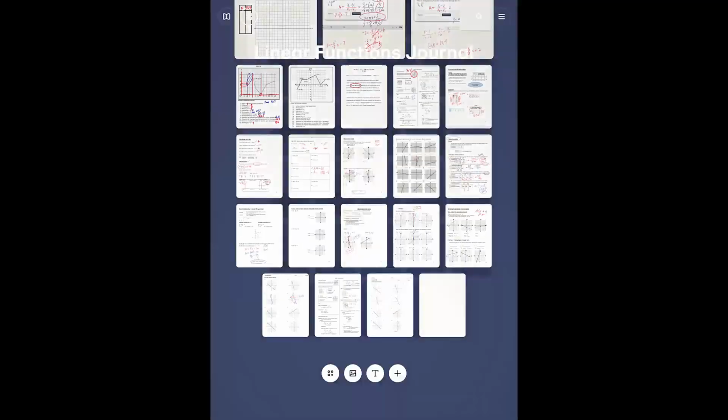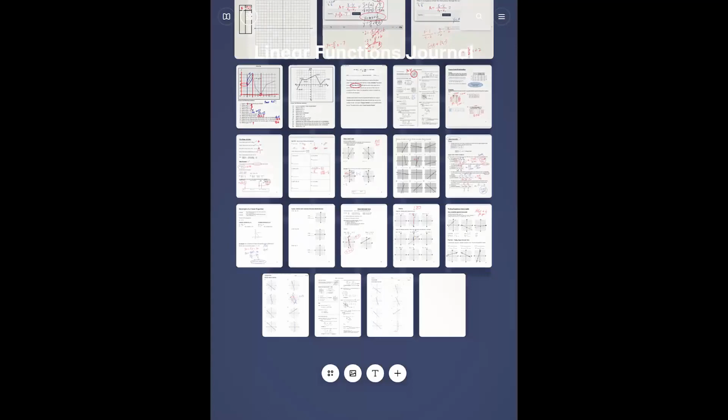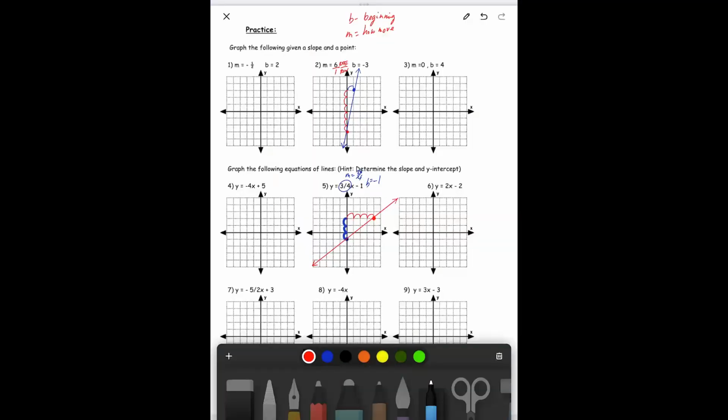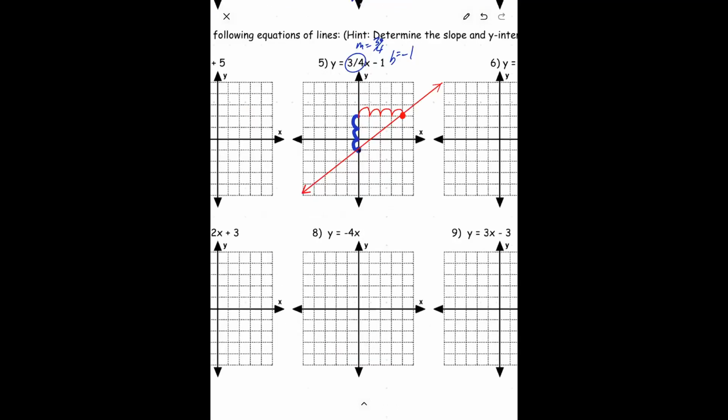Okay, let's see. Is there anything else I want to do here? Well, I think that's it. Well, I'll do one more from here. I'll do number 8. So the slope is -4. And since there's no constant, we would say the y-intercept is 0.